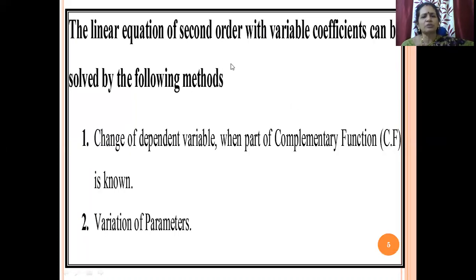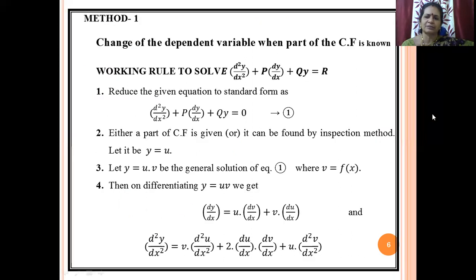Now the linear equation of second order with variable coefficients can be solved by the following two methods. First one is change of dependent variable when part of the complementary function is known. And the second method is variation of parameters. Now we are going to discuss the first method, change of dependent variable when part of the complementary function is known.